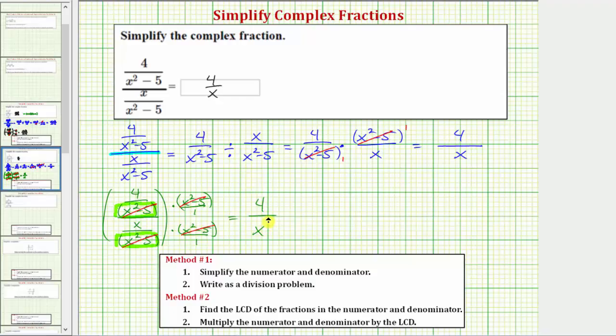So obviously both methods work, and we get the same simplified fraction for the given complex fraction.